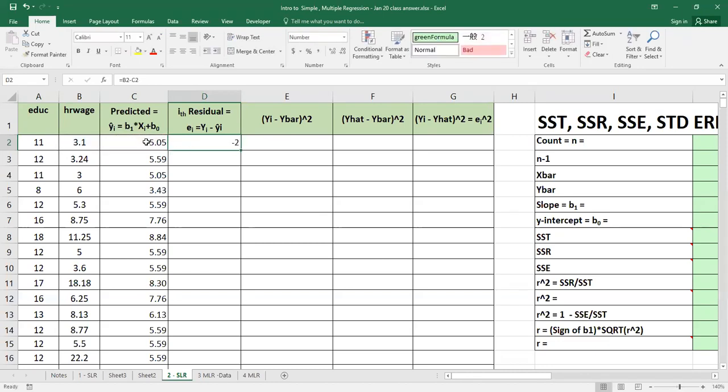Let's make it one decimal point. Okay? And so these are now your residuals. Some residuals are small, meaning the predicted is close to the actual. Others are quite large, like this one. The actual is 8.77, and the predicted is 5.59. This one is large, see? The actual is 22, the predicted is 5.59.